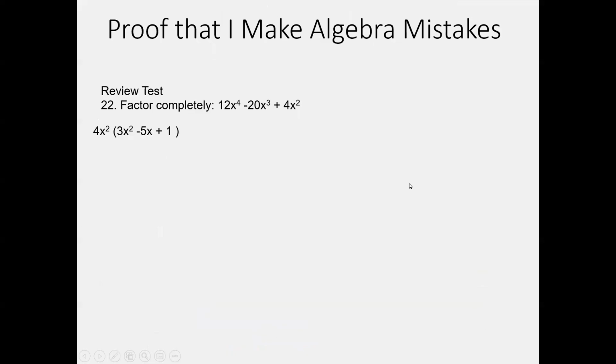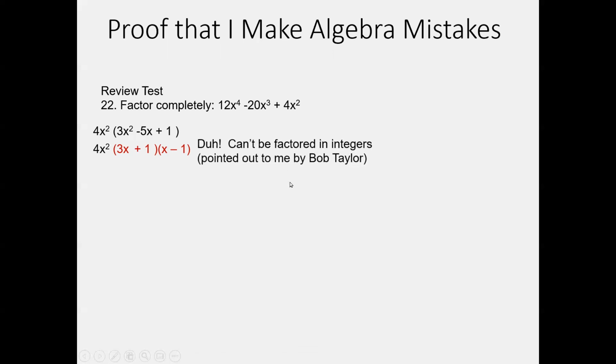Okay, proof that even I can make algebra mistakes. That review test, problem number 22, asked to find a factor of this expression, and I said, go ahead and find both factors. So we factor out the 4x squared, and we're left with this thing here, which was the answer they were looking for, this other factor. I went ahead and factored it. That's not right. Plus 1 times minus 1 is not a plus 1. This, in fact, does not factor, and that was pointed out to me in an email by Bob Taylor. Thank you, Bob. Peter, they do not factor.